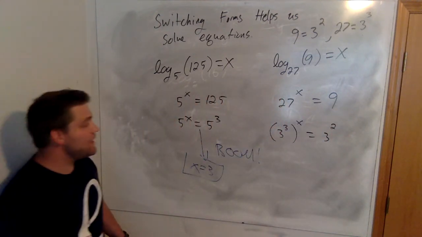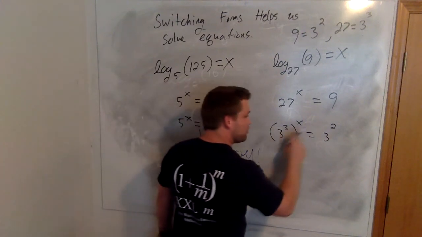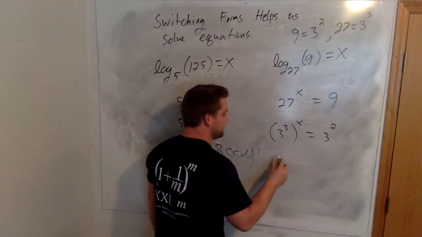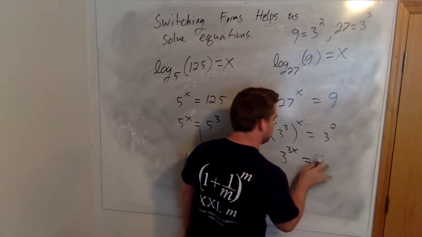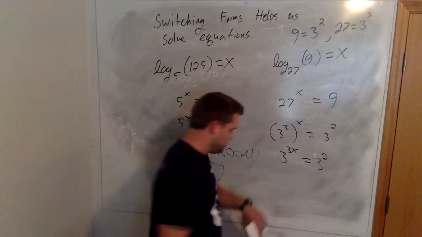Don't drop the base yet. Hold on. Our exponent rules say I can multiply the 3 and the x together. So this is 3 to the 3x is equal to 3 squared.